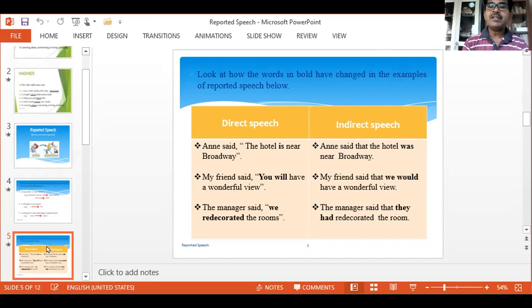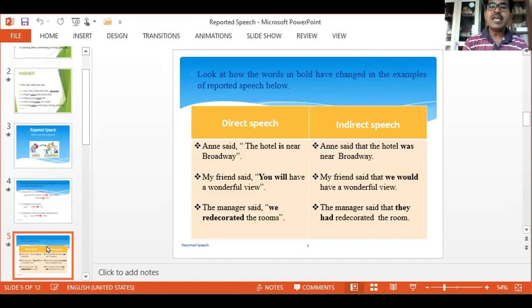My friend said that we would have a wonderful view. Third example, the manager said, "We redecorated the rooms." This is a direct statement. Then when we report, that is an indirect statement. The manager said that they had redecorated the room. What? Look at the change.